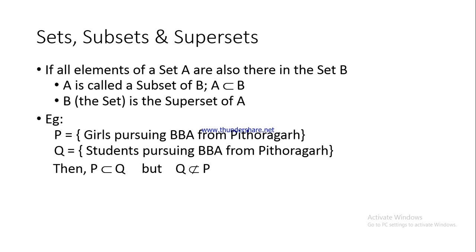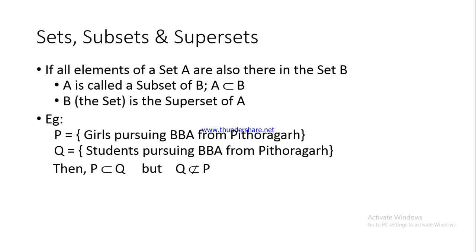As I've already mentioned, there could be cases when two sets, let's say G and H, are such that G is a subset of H and H is a subset of G. This kind of situation is possible. It would only mean that G and H are equal sets.